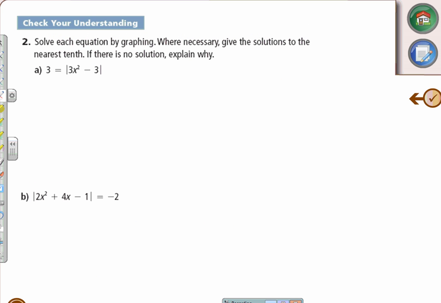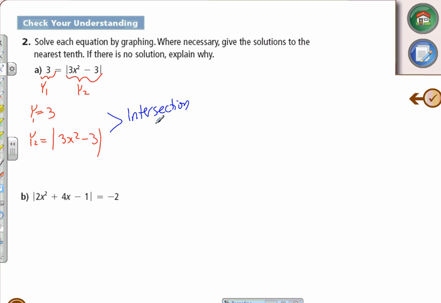Okay, so looking at the first 2a, we want to graph two different parts. Your first line is going to be y1 equals 3. The second graph is the second side, y2 equals the absolute value of 3x squared minus 3, and we're looking for the intersection point or points of the two. Let's go to the graphing calculator.